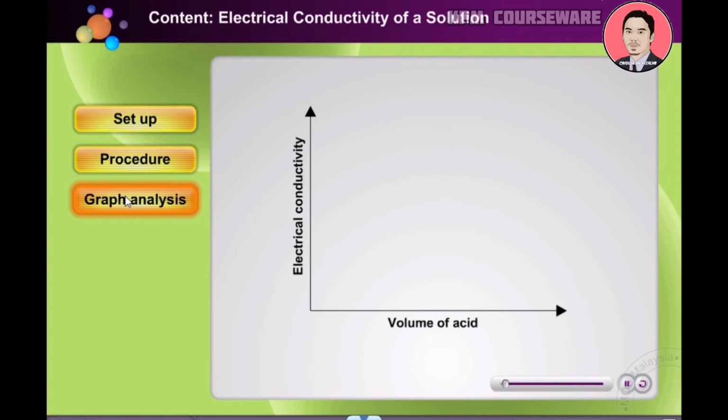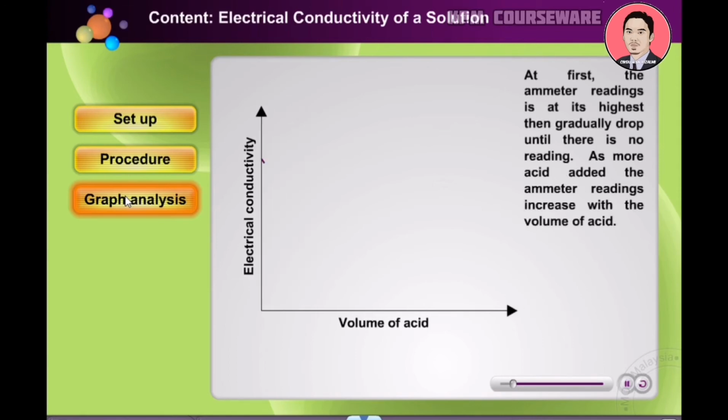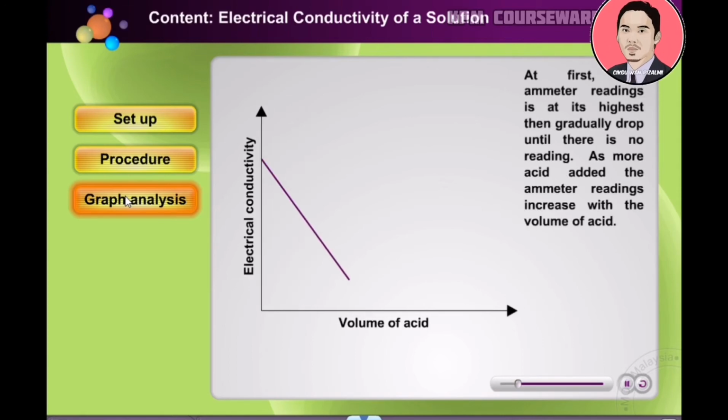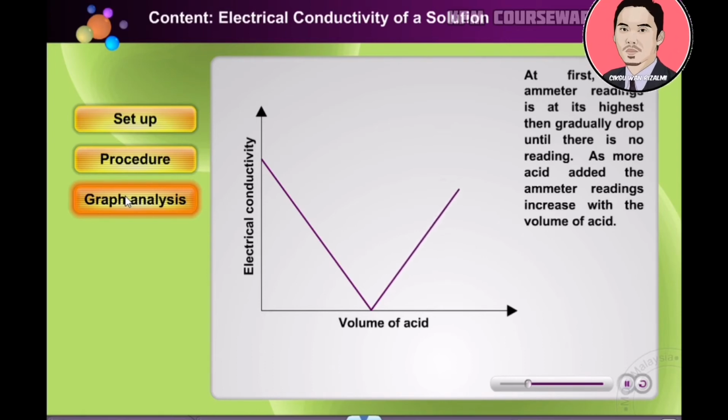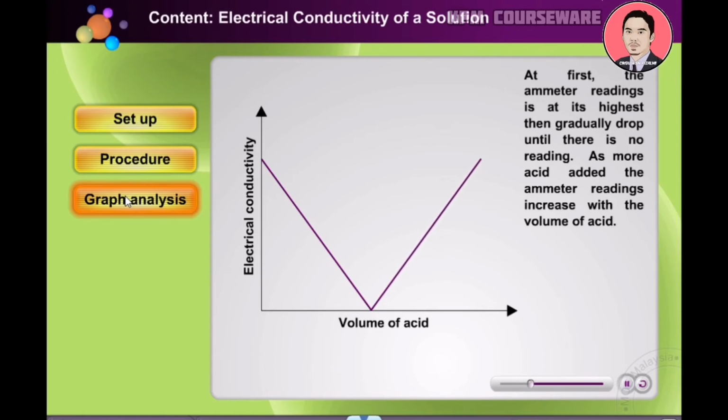From the data collected, we can plot a graph of electrical conductivity versus volume of acid added. At first, the ammeter reading is at its highest, then gradually drops until there is no reading. As more acid is added, the ammeter readings increase. What information can you get from this graph? Click on the boxes.